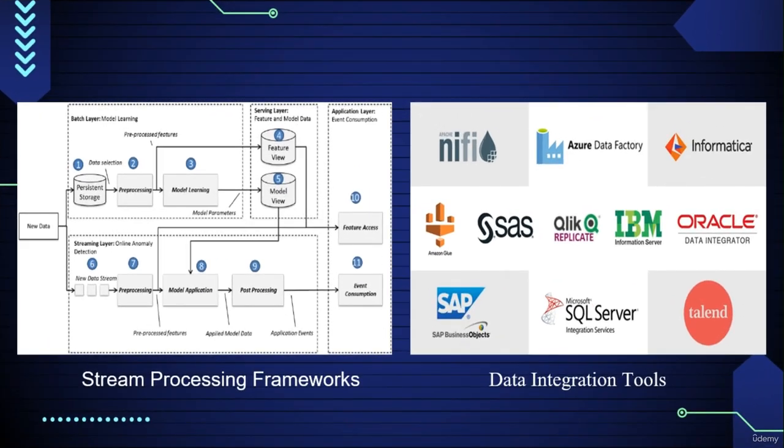Moving on, we have stream processing frameworks like Apache Flink and Apache Storm, which enable data engineers to process and analyze continuous streams of data in real time. These frameworks provide low latency processing, fault tolerance, and support for complex event processing.